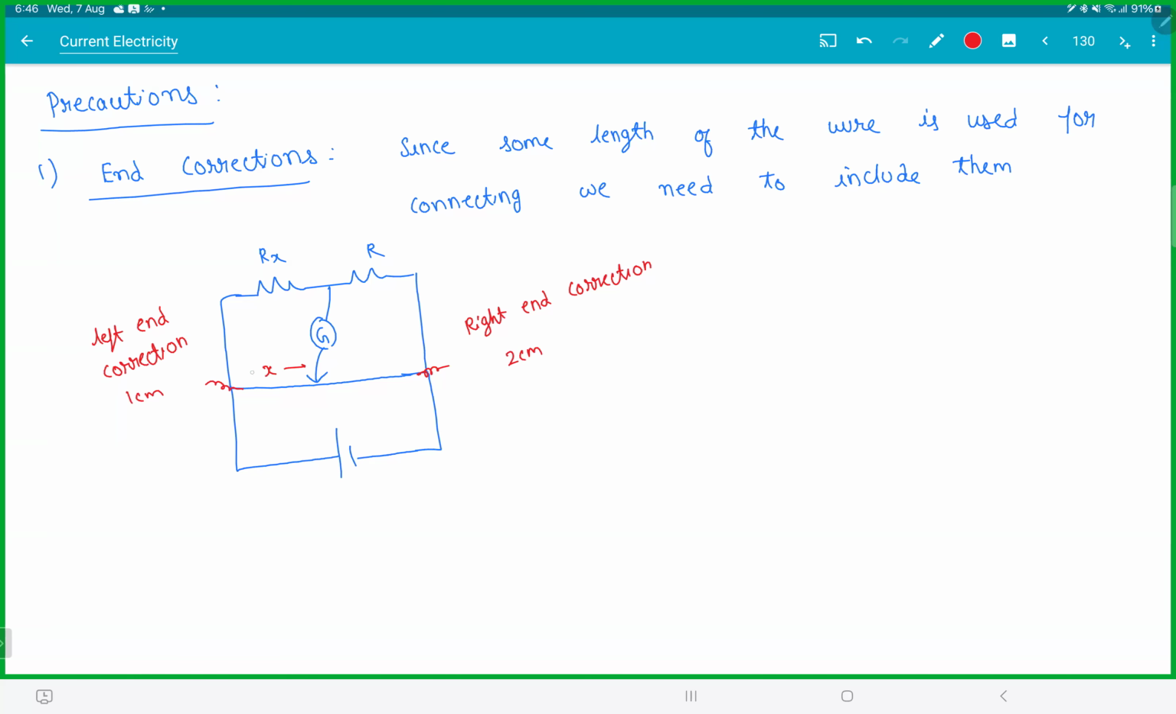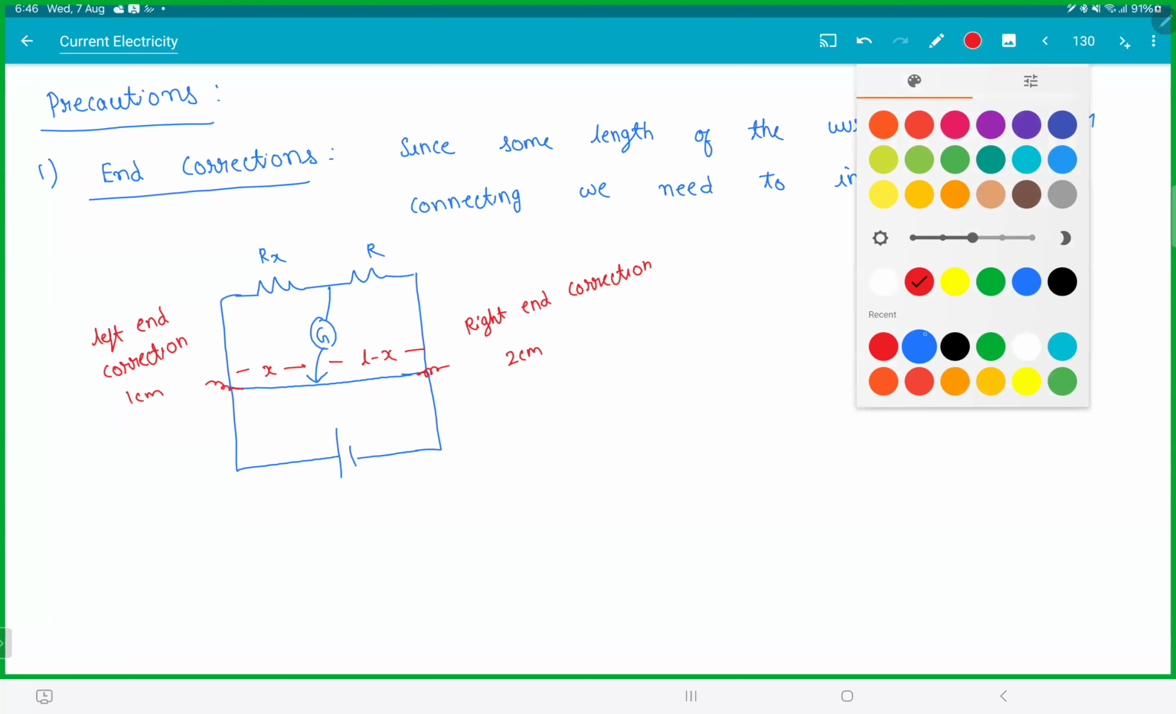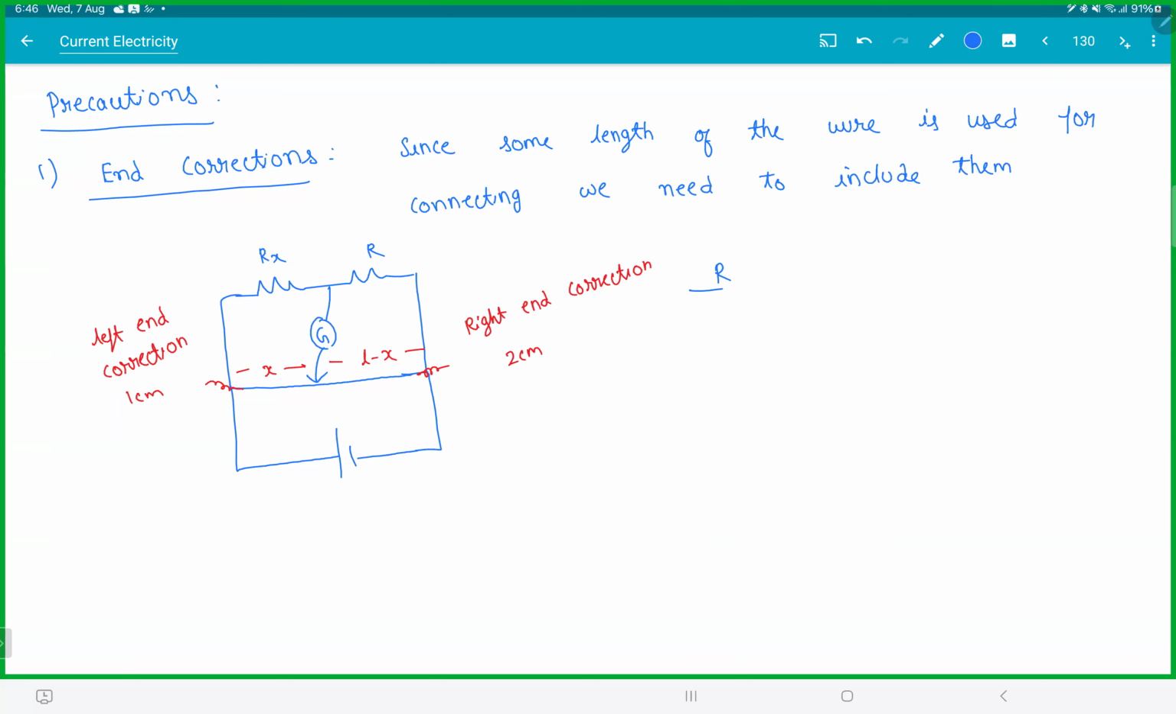So now when you get this reading as x and L minus x, in reality, it is not x actually, it is x plus 1. So the value becomes like R by R naught by L into x plus 1. This is R by R naught by L into L minus x plus 2. So the length of the wire is not L, it is actually L plus 3. Clear? These are called end corrections. So in the question, if they mention, you have to include them. So this is one thing you have to be careful.